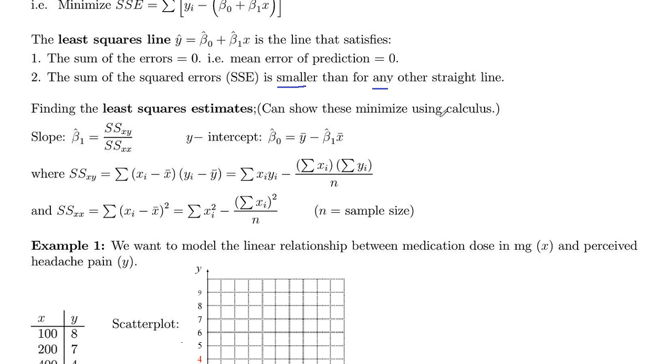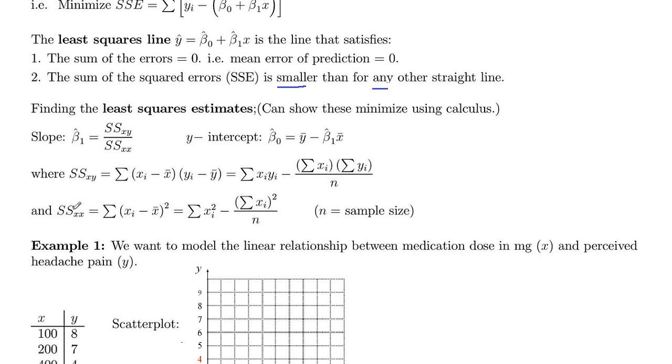So you can show the following here using calculus that we won't go through. But the slope that gives the best fit or regression line is sum of squares of xy divided by sum of squares of xx, where the sum of squares of xy is the sum of x minus x bar, so that's deviation in the x coordinate, times y minus y bar, deviation in the y coordinate. And algebraically, you can show that it's the same as sum of x times y, so multiply the x and y coordinates for each point, minus the sum of the x coordinates times the sum of the y coordinates divided by the number of ordered pairs.